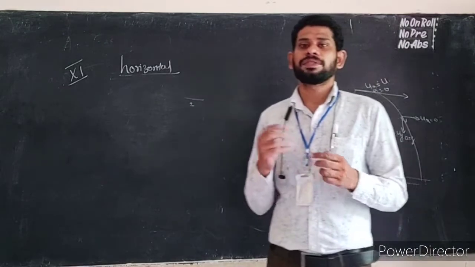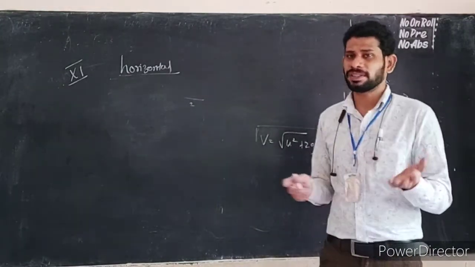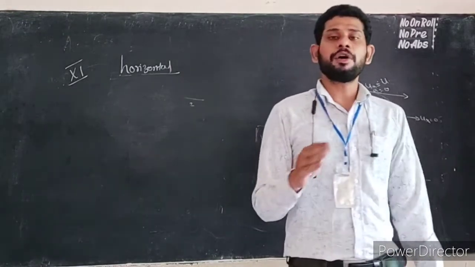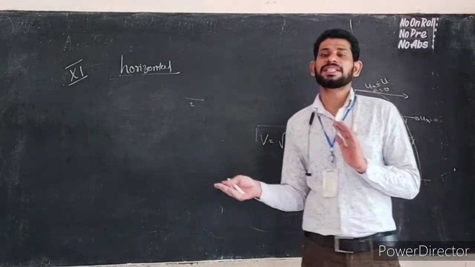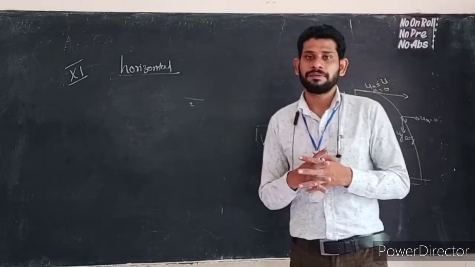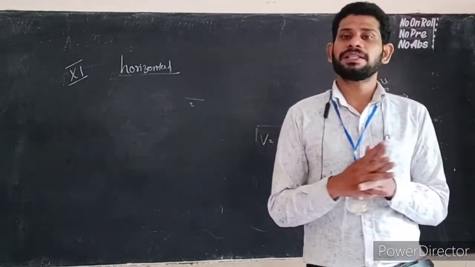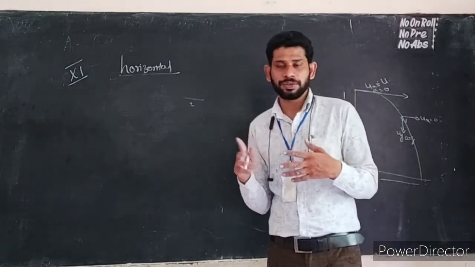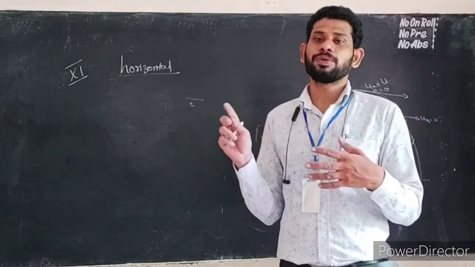After that, consider the range. T equals root 2h by g. Range is how much distance is covered by an object. Your range is nothing but your distance. Range equals v into t, so initial velocity u into t, so it becomes u into root 2h by g.